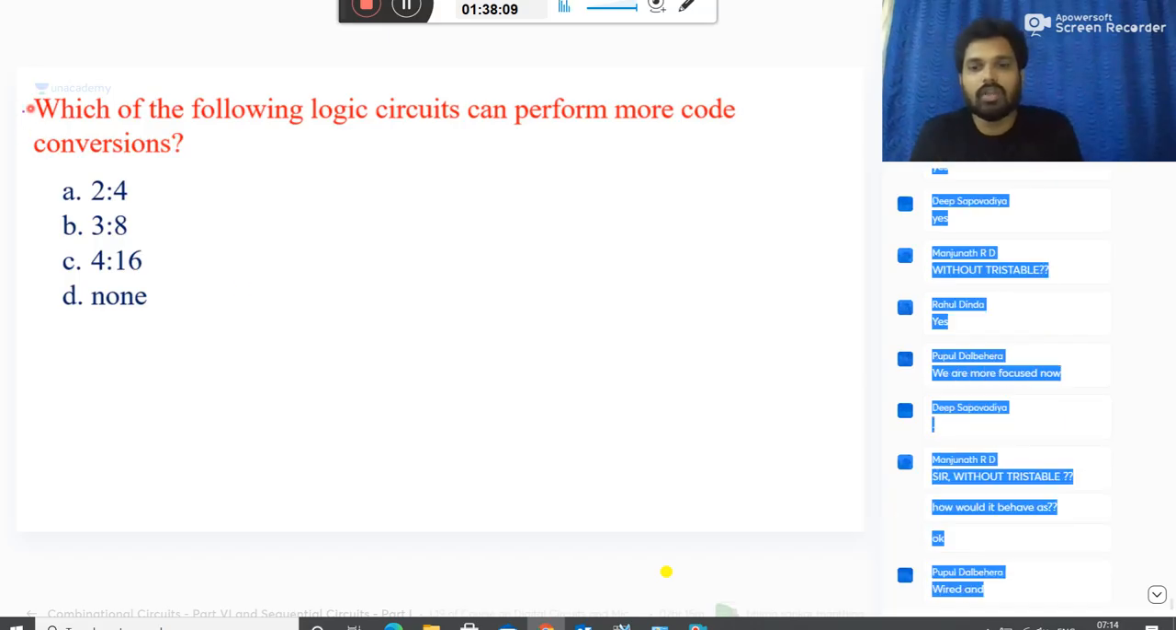So, which of the following logic circuits can perform more code conversions? It's a previous IES bit, I think ES 12 or somewhere, 10 I think. So tell me the answer. Start the poll.